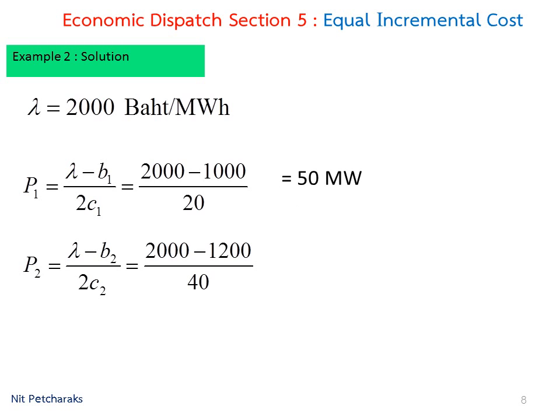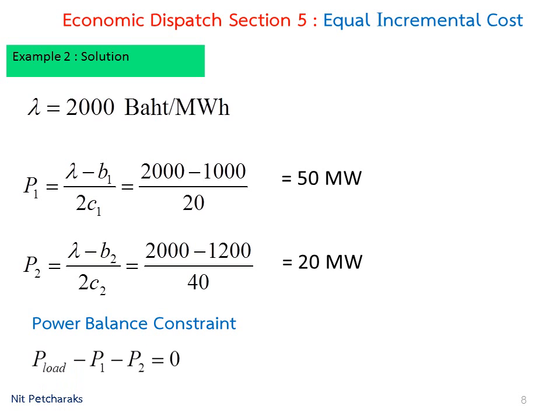P1 is 50 megawatt, P2 is 20 megawatt, and we can calculate the load demand from the power balance constraint. It is the summation of P1 and P2. It is 70 megawatt.